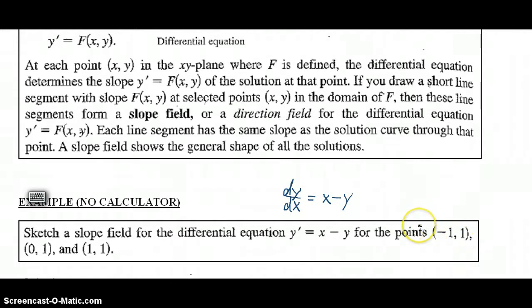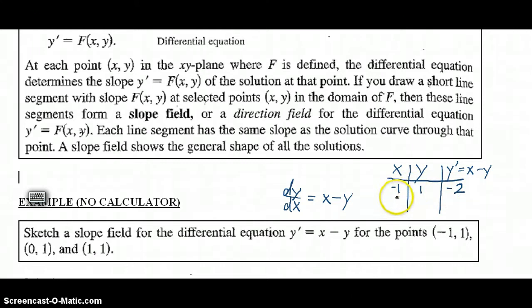There's an easy way to do this. One of the ways is to make yourself a little chart. It's kind of like a T-chart, but it's a little bit bigger because we're going to have an x value, a y value, and then a slope value. In this case, y prime is simply going to be x minus y. So for the point negative 1, 1, I put in a negative 1 for x, a 1 for y, so negative 1 minus 1 is negative 2, and that represents my slope at that point.